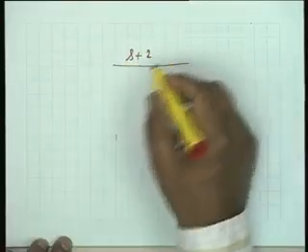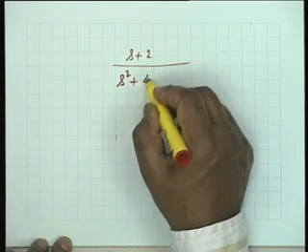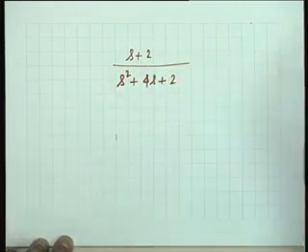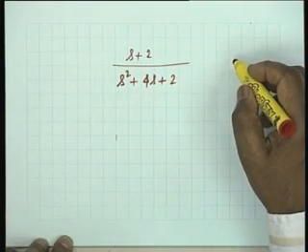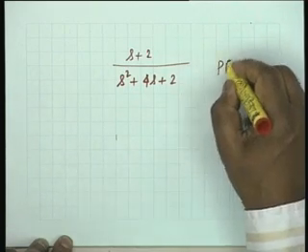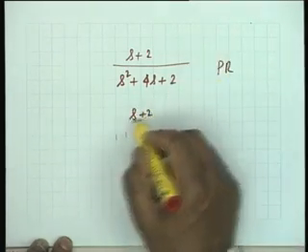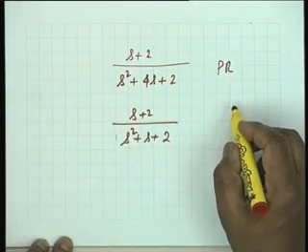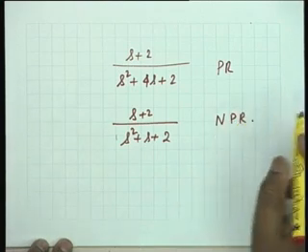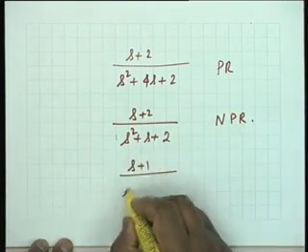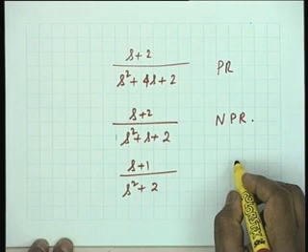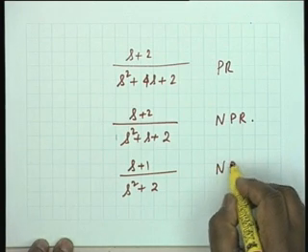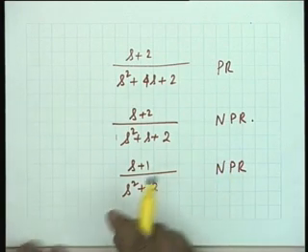Alright, let us take another function. Now, concrete examples. s squared plus 4s plus 2. Is this PR? Just by looking at it, it is PR. Suppose I have s plus 2 divided by s squared plus s plus 2. Yes? No, non-PR. I have s plus 1 divided by s squared plus 2. No, it is not, because b is 0 and a is non-zero.